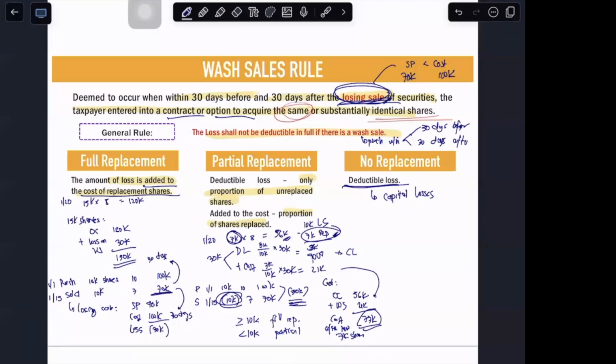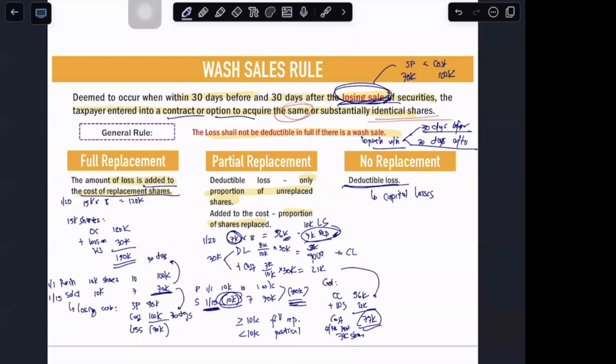After you determine that there's a losing sale, the next thing you need to determine is if there is a purchase within 30 days before or 30 days after the losing sale. So in short, if our losing sale is January 15, any purchase 30 days before or 30 days after, then we consider that as part of our wash sale rule. Then, how do we treat it? You determine if the purchase made within 30 days before or 30 days after is a full replacement, a partial replacement, or no replacement.